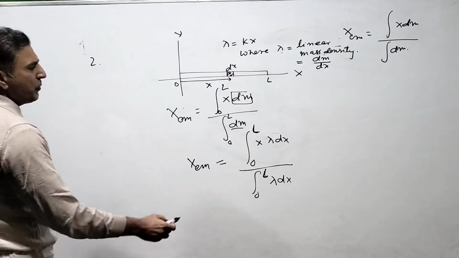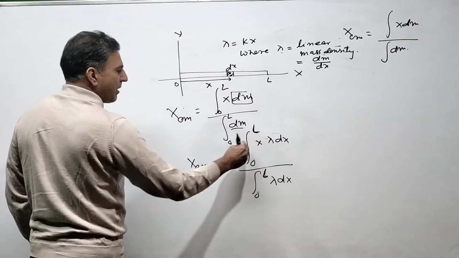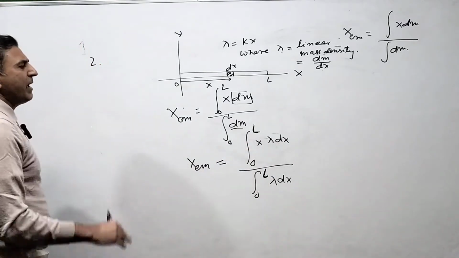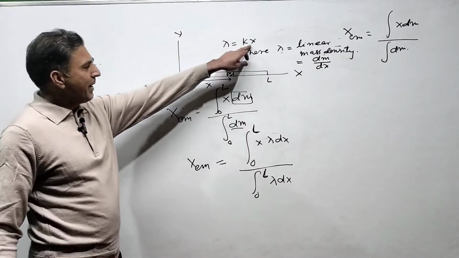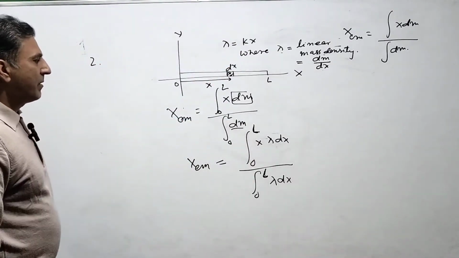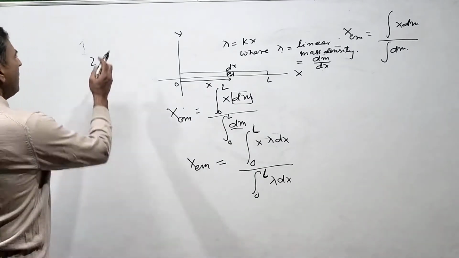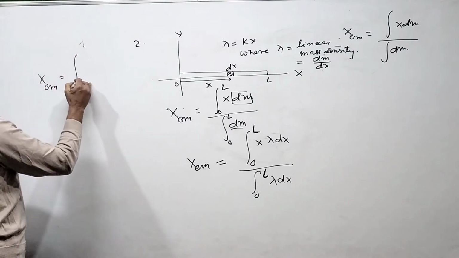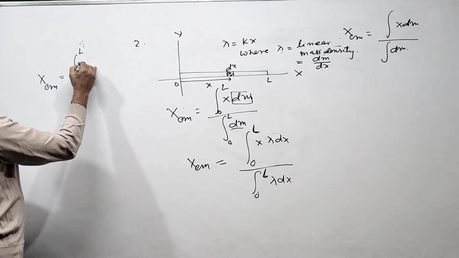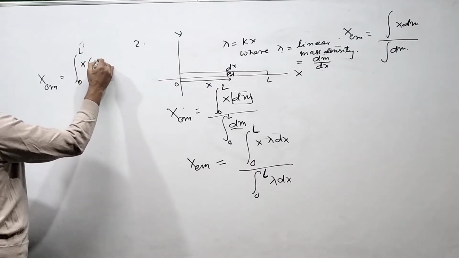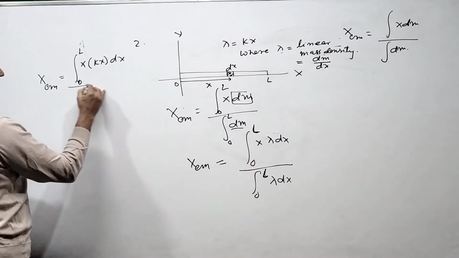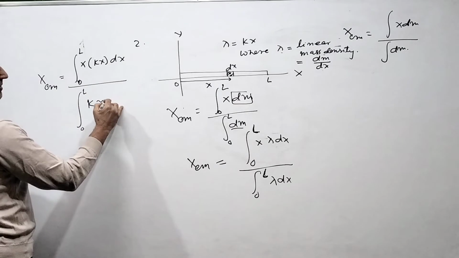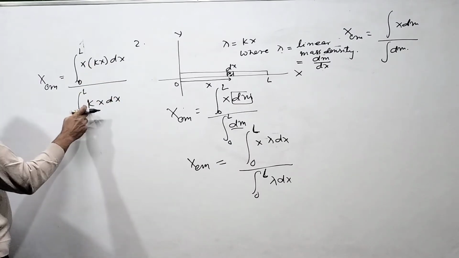Okay, but now you can't do that. Lambda and lambda cancels, or you cannot get this lambda out of integration, because lambda is not constant. As usually we have lambda as constant, but here lambda is a function of x. Therefore, we have to substitute for lambda before we get anything out of this integration. So what we do is, xcm is equal to, it is 0 to L x. What is lambda? That's kx dx divided by 0 to L, what is lambda? Again kx dx. Now you can get this k out because k is a constant.